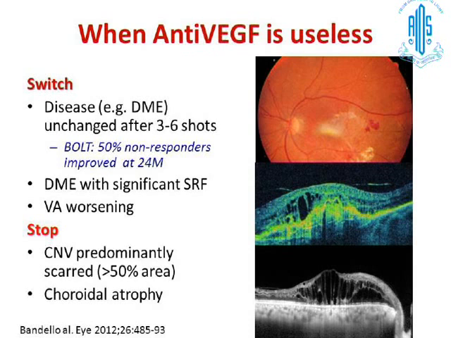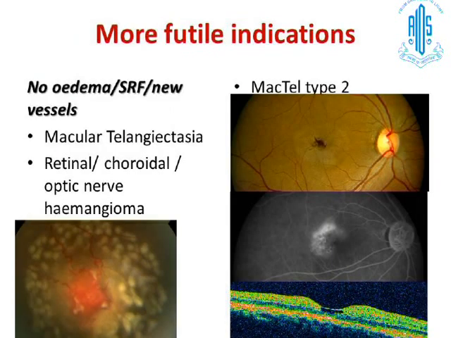This is a point which is not clear to people generally, that when the central area is completely scarred, a few blood streaks in the periphery, even if they show some activity on angiography in the periphery, do not merit treatment. Similarly, cases with extensive retinal atrophy also do not deserve treatment. Other futile indications are macular telangiectasia, as I have already shown, which has no edema, only atrophy. We now know that it is not a vascular disease, it is actually a neurodegenerative disease.